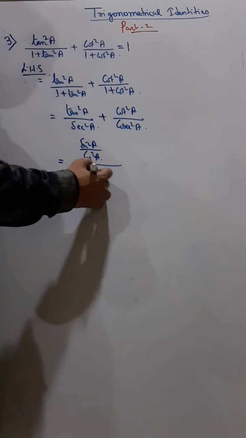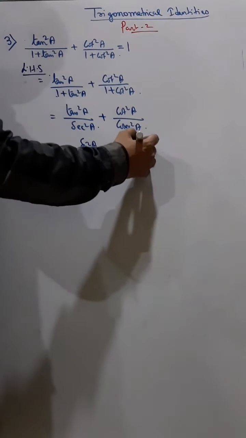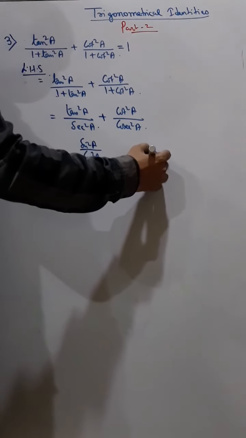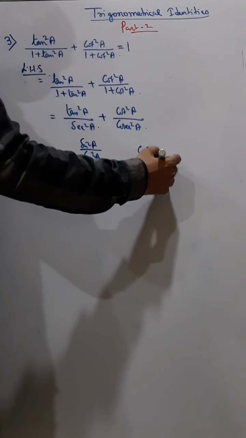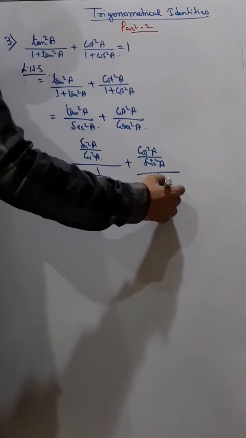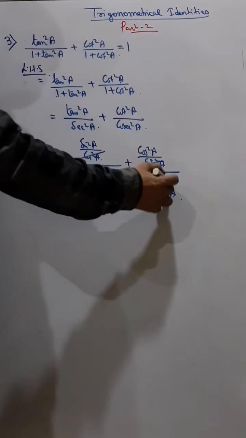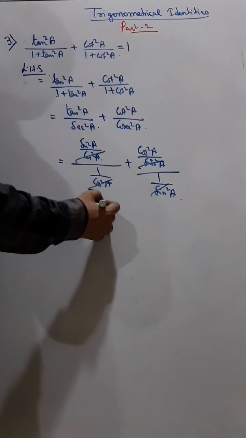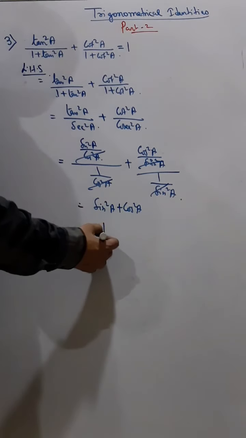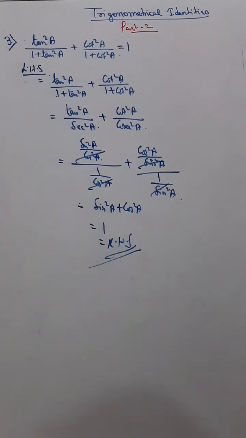Sec square A means 1 by cos square A. Similarly, cot square A means cos square A by sine square A, and cosec square A means 1 by sine square A. Understand? So this and this will get cancelled, and finally you are left with sine square A plus cos square A, and that is equal to 1, which is equal to the RHS.